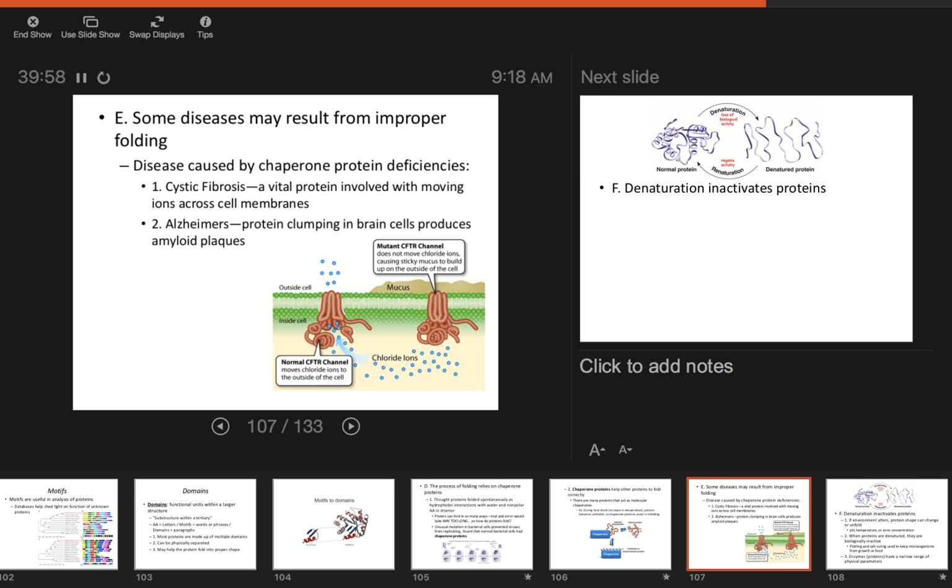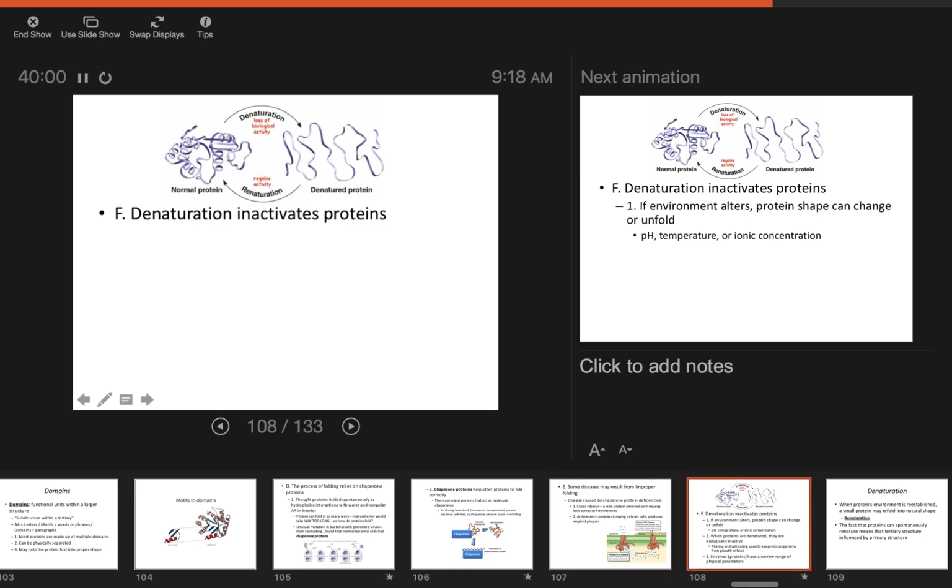So when proteins become misfolded, we tend to call that denaturation. So here's my normal protein. Oh, well, okay, we'll just carry on tomorrow with it.